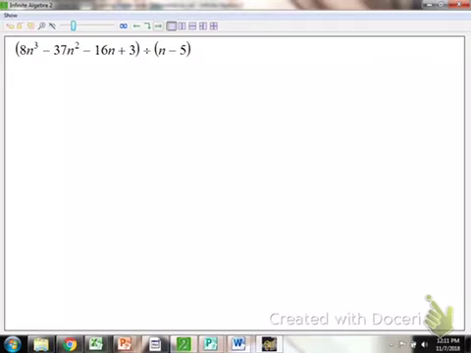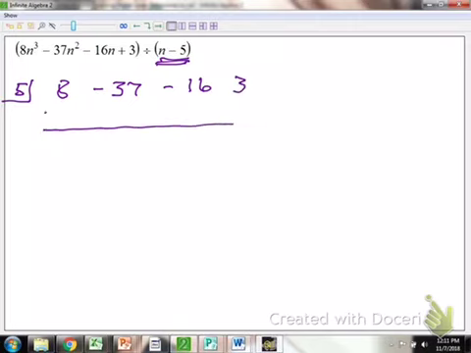Now this problem is set up nicely to use synthetic division because we have a linear divisor here. This is a linear divisor, n minus 5, and my leading coefficient is 1. So it's 1n minus 5. I'm going to use synthetic division. The root of the divisor is 5. So I'm going to use 5. 8n cubed, negative 37n squared, minus 16n plus 3. We don't need the plus sign there. It'd be okay if we had it.